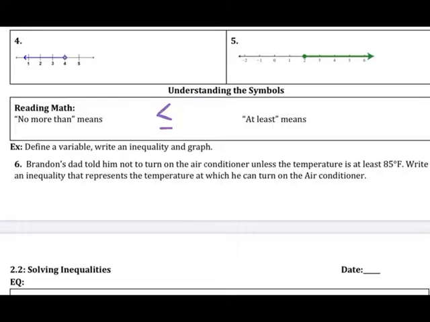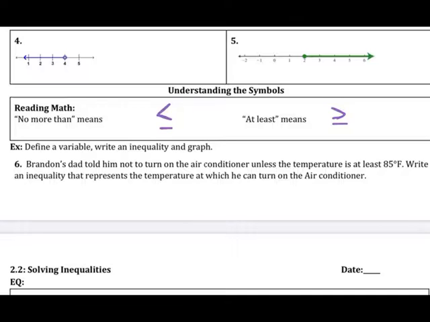At least, similarly, at least sort of means the opposite of that. You have to be at least 36 inches tall to ride on a lot of rides at Disneyland. So at least meaning that number or more, greater than or equal to is our symbol there.